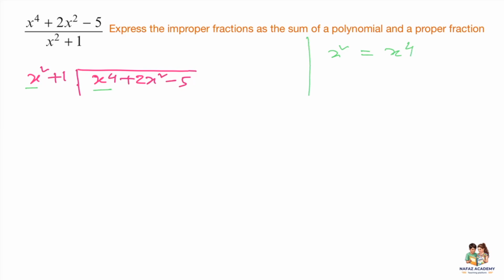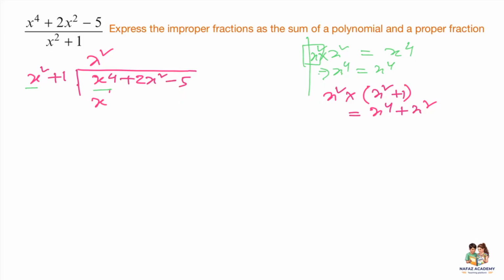of divisor and dividend. So x square equals to x to the 4, so we have to multiply by x square on the left side, then they are now equal. So x square is now the quotient, right? So now we are multiplying x square to the divisor.